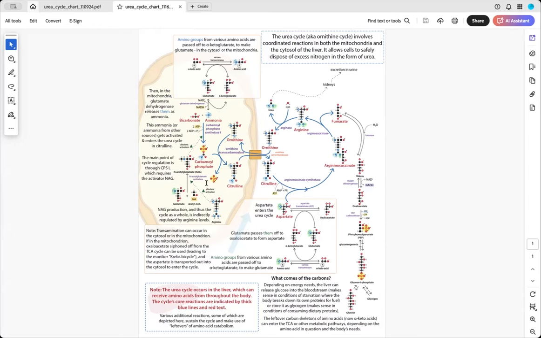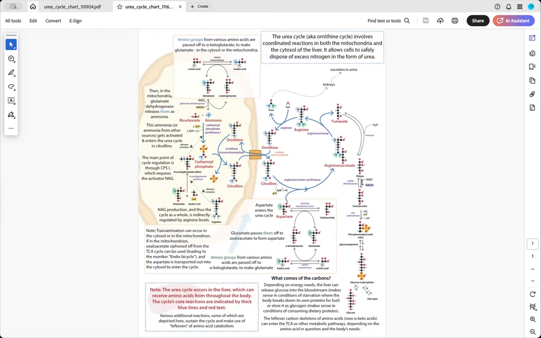Voila. Because we can do the transamination in either the mitochondria or the cytoplasm, because we can take aspartate in or out of the mitochondria. We just can't take oxaloacetate in or out of the mitochondria. So we can make oxaloacetate in the mitochondria, transaminate it in the mitochondria, take the aspartate out of the mitochondria, and then do the cycle out here.